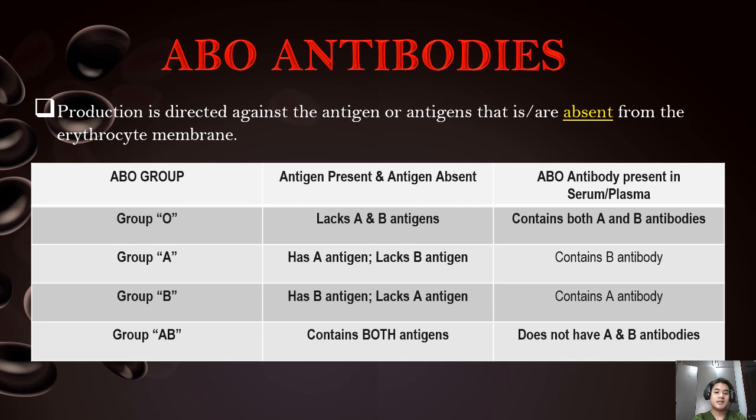But in the case of blood group AB, it exhibits both the A and B antigenic structures on its RBCs, meaning it does not lack any of the antigens. Therefore, no A and B antibodies are produced and found in the serum or plasma of group AB individuals.